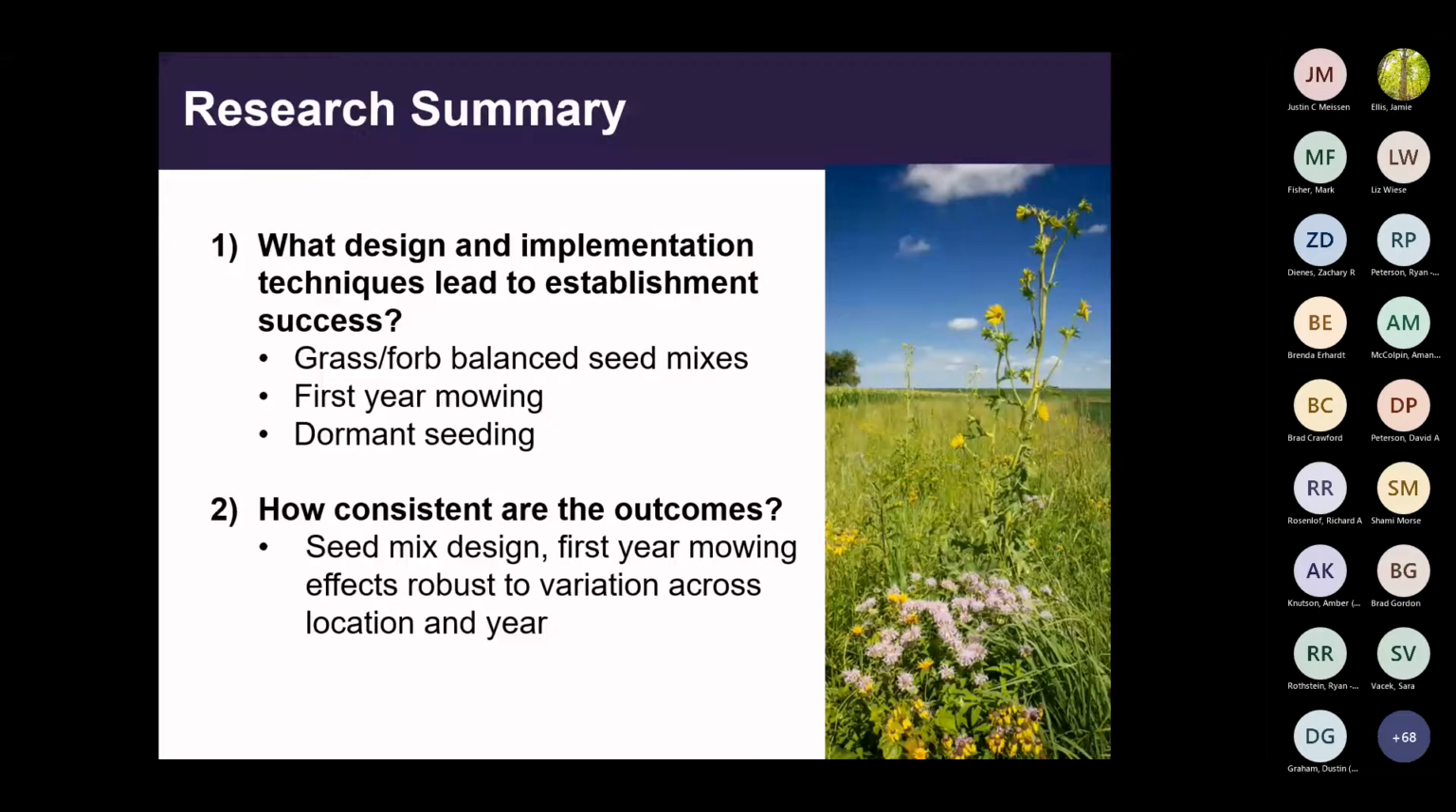Generally speaking, I think pretty much all of the design and management choices led to viable stands. It really was only unmowed spring seedings that had sort of consistently marginal outcomes compared with the others. So we're talking about success in terms of degrees, and not success versus failure. By and large, most of these plantings were successful to some degree.